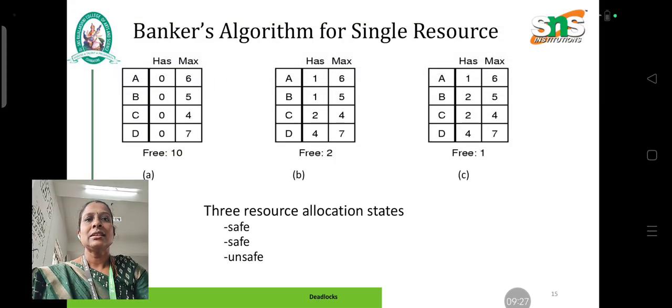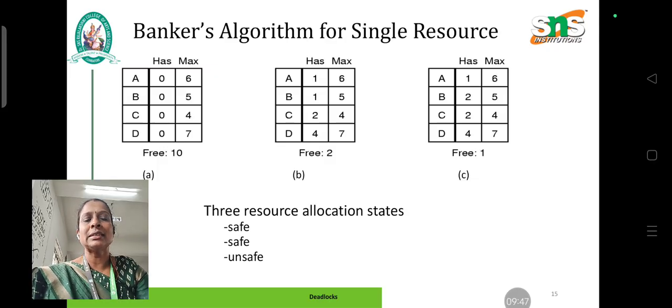Next is Banker's algorithm for a single resource. There are 3 resource allocation states: the first is safe, the second diagram is also safe and the third one is unsafe. In the first diagram, all 10 resources are free. Initially all the processes are empty, so all resources are available and the system is in the safe state.